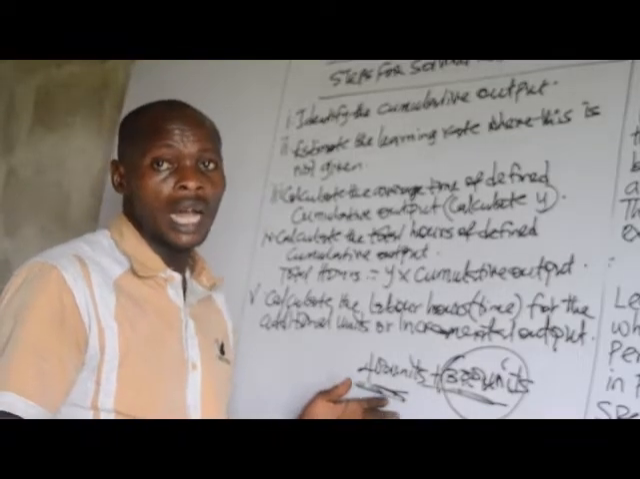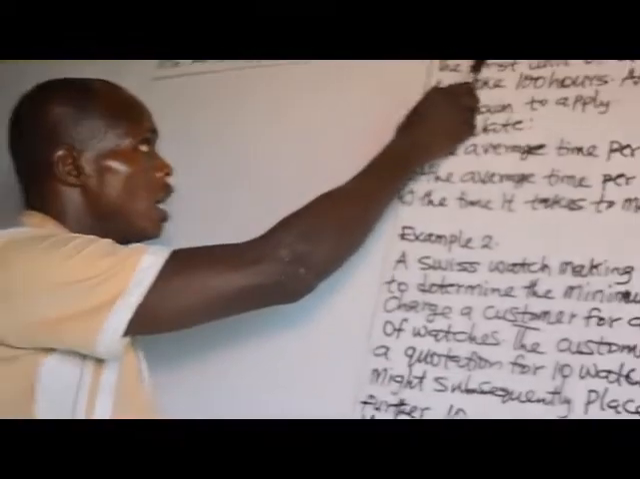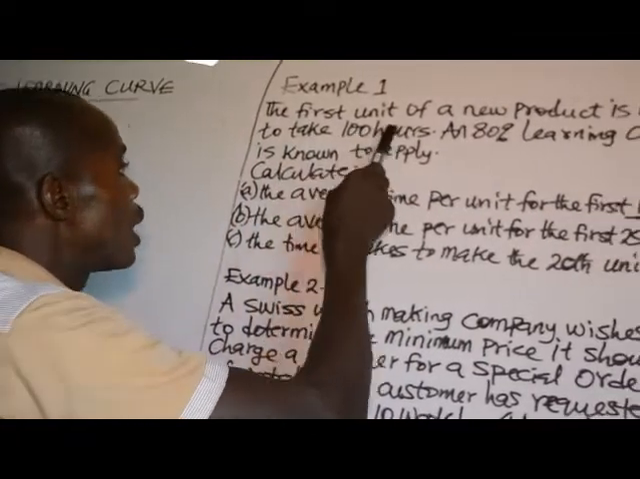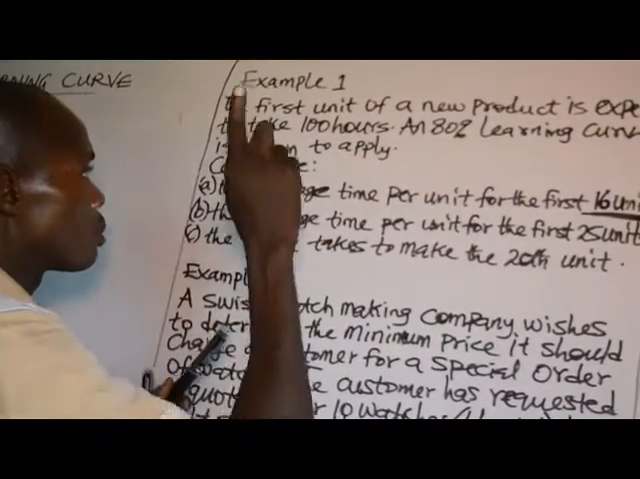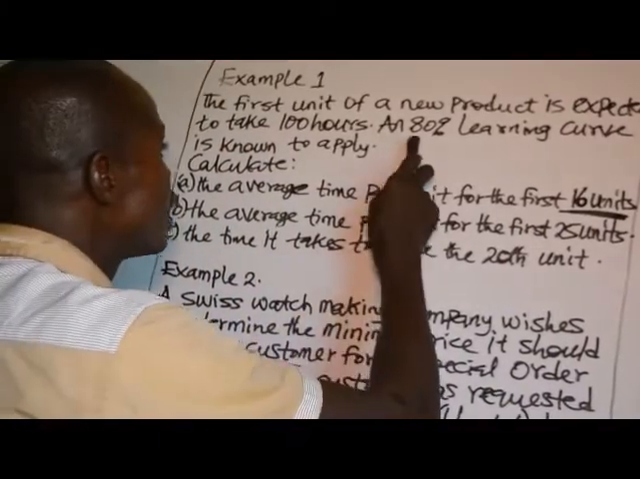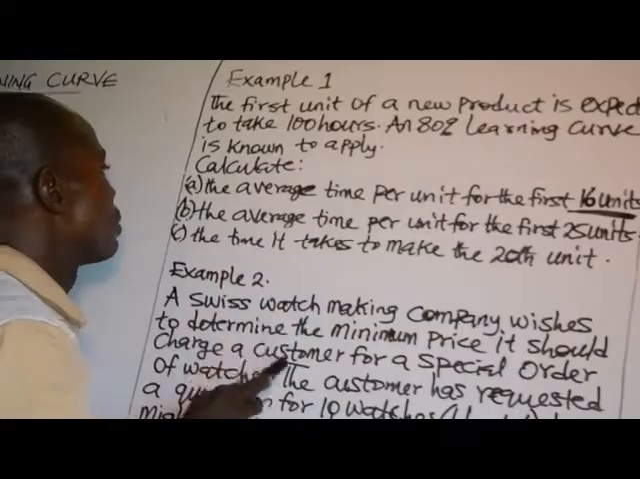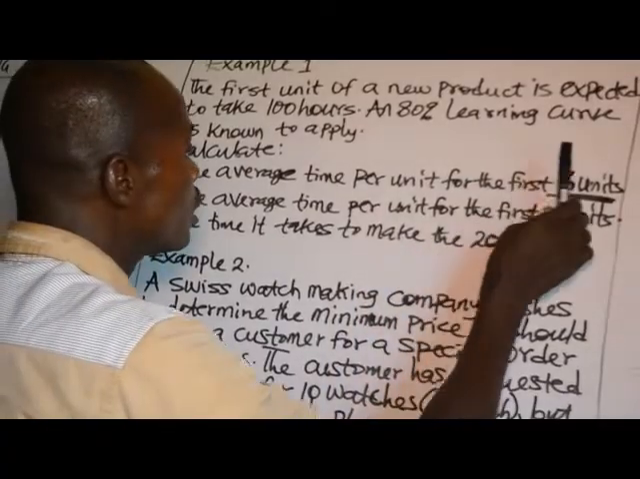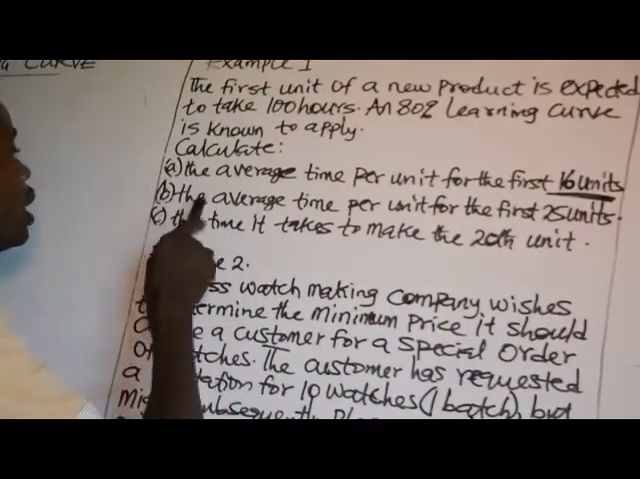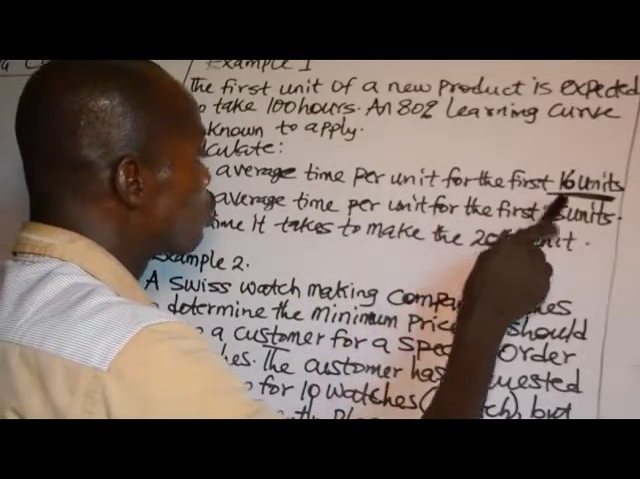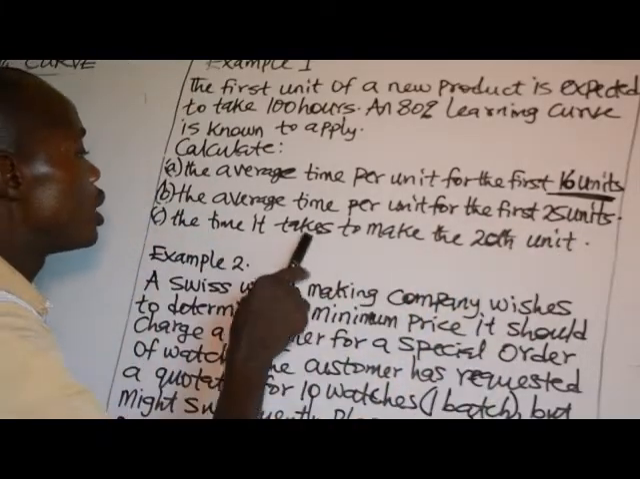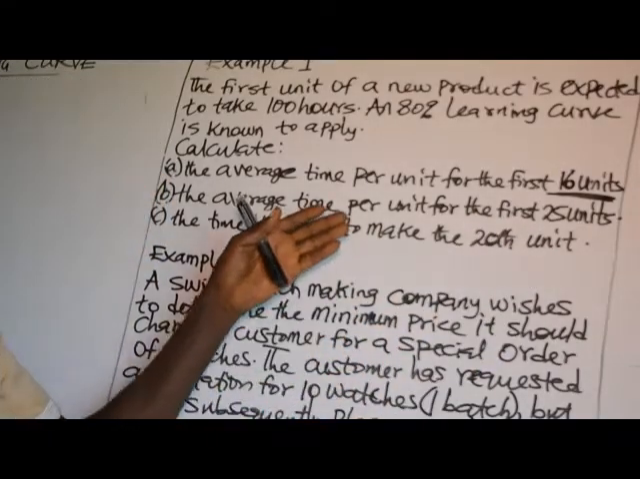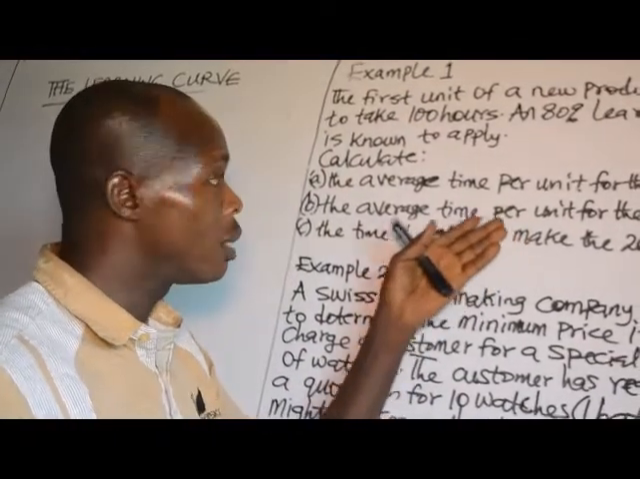I therefore want to consider a worked example. Example 1. The first unit of a new product is expected to take 100 hours. An 80% learning curve is known to apply. Calculate A, the average time per unit for the first 16 units. B, the average time per unit for the first 25 units. C, the time it takes to make the 20th unit. This question is obtained from the ACCA study text by Kaplan.